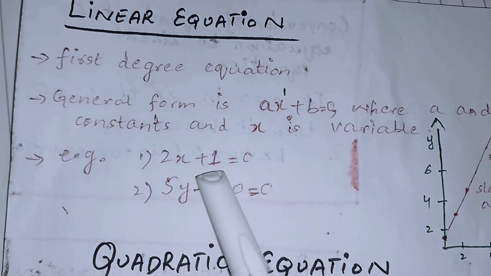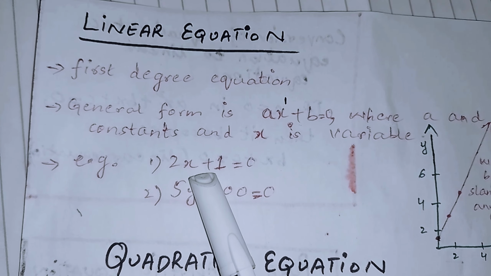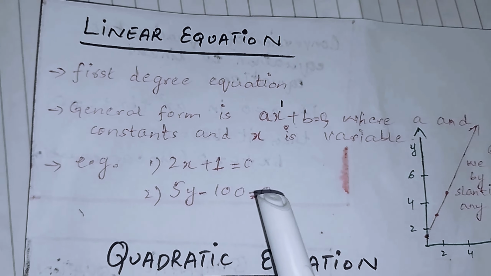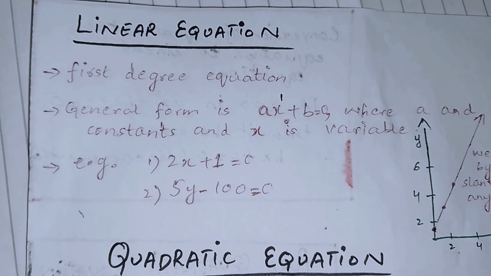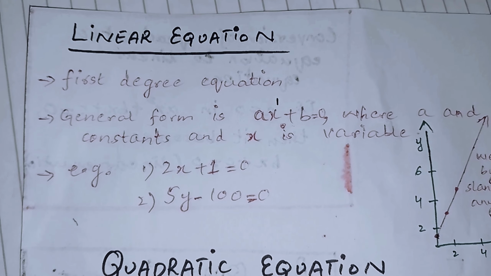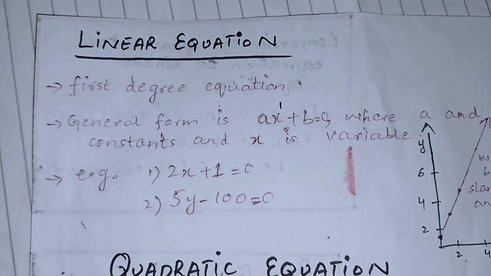Now have a look at an example. Example 1 is 2x plus 1 is equal to 0, where x is a variable and 2 and 1 are constants. And x has power 1, so it is of degree 1, meaning it is a linear equation.